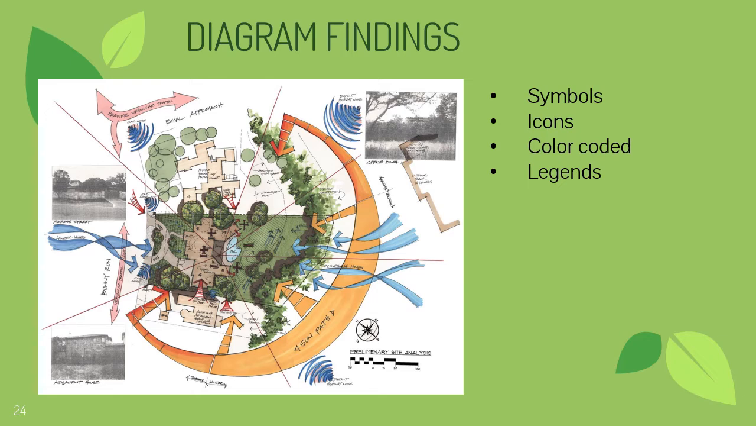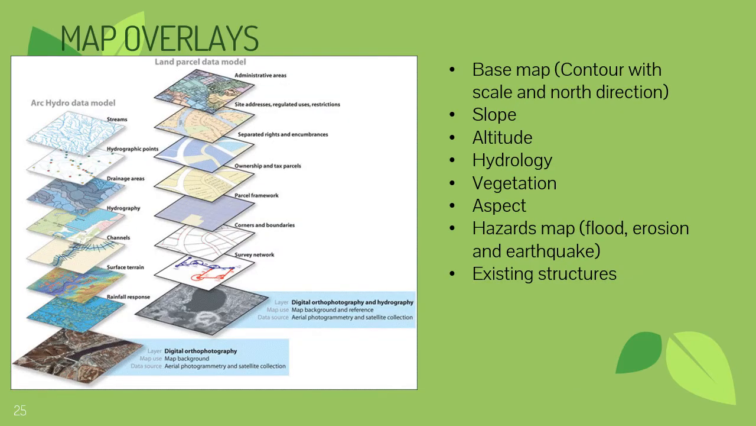These diagrams are represented with symbols and icons, of course color-coded to differentiate every symbol, and then a legend to identify what the diagram meant. And finally, map overlays where you can now compare each site information to suit your requirements for the design. But as you already realize from your work experiences, it is not only climate that you need to consider in site analysis.